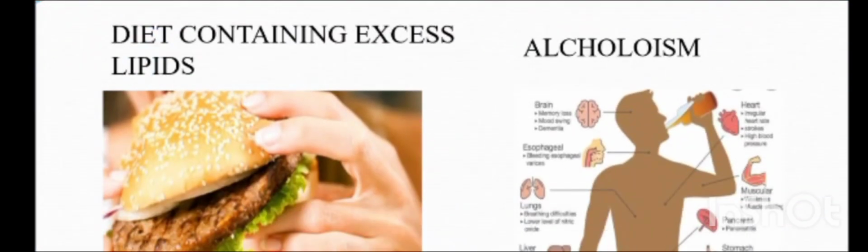And when we are talking about diet containing excessive lipid, do remember that we have two types of cholesterol. Cholesterol is also basically a lipid. One is HDL, another is LDL, high density lipoprotein and low density lipoprotein. We also have VLDL, that is very low density lipoprotein. Now, HDL is good cholesterol, LDL is bad cholesterol. We also have the HDL LDL ratio, if you know, right?